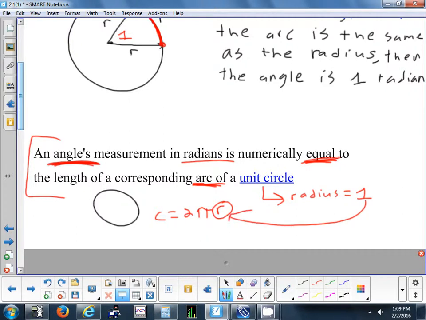1. Okay, so fill that in. So the circumference of the unit circle is 2 pi. That circumference is exactly the same as the angle in radians. So if the circumference is 2 pi, then the angle is also 2 pi. So we just figured out how many radians to go all the way around the circle. 2 pi.